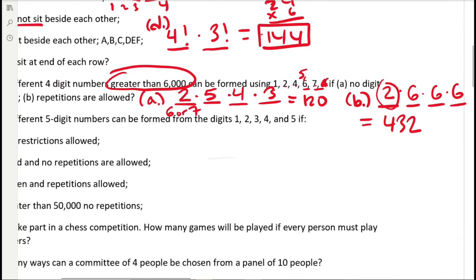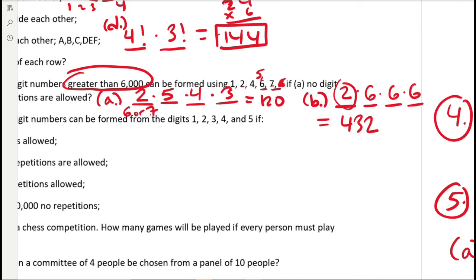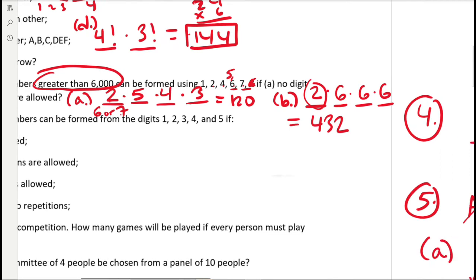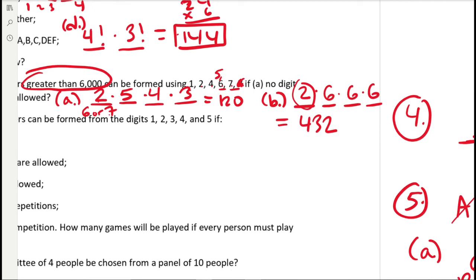So if no digit can be repeated, you can only choose a 6 or a 7 for the first number because you have 2 choices, and then you have 5 choices left once you choose a 6 or a 7, and then 4 and then 3. And then for part B, you still got only 2 choices, but then you can repeat after that. So you still got these 6 numbers to choose from, 6 numbers and then 6 numbers, for a total of 432. All right.